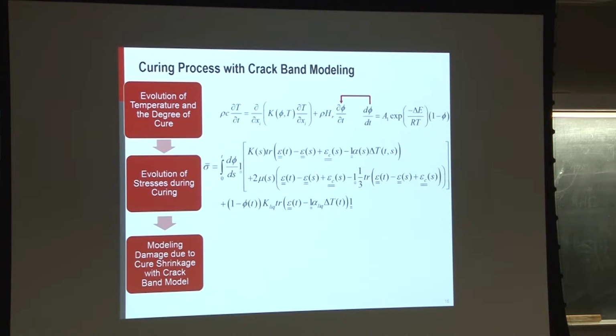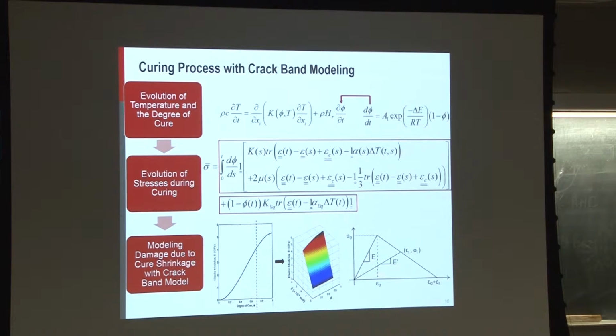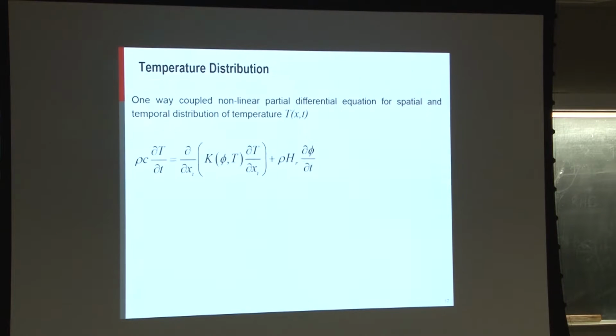When the stress evolution is assisted with curing and reaches a critical value, we need to damage the material, and we include a crack band model to account for the damage, as shown here. Again, I'll talk about this in a little more detail later. So this is the full framework of our multiphysics analysis to determine the influence of curing.